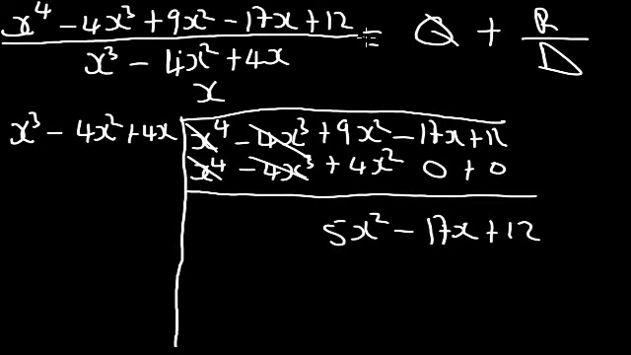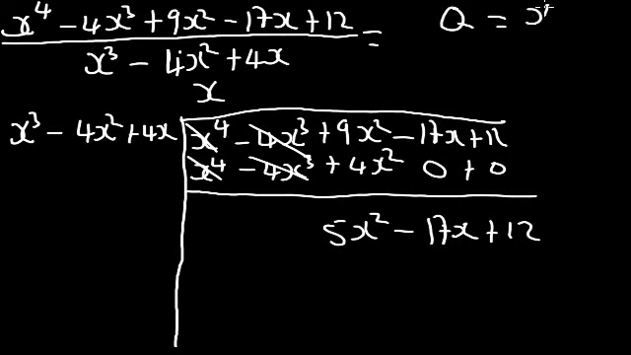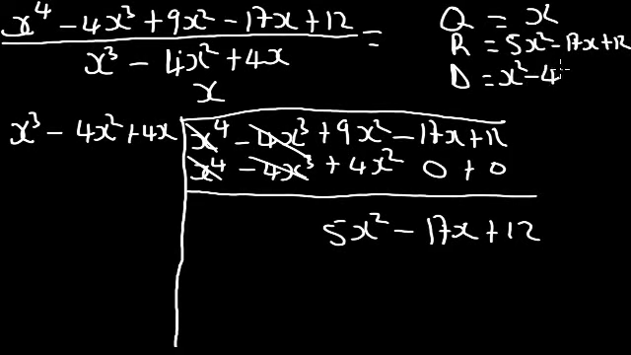Perfect. So eventually we can rewrite this whole bigger fraction in this form. Okay, let me write it here. Quotient is equal to x. Remainder is equal to 5x squared minus 17x plus 12, while the divisor is equal to x cubed minus 4x squared plus 4x.